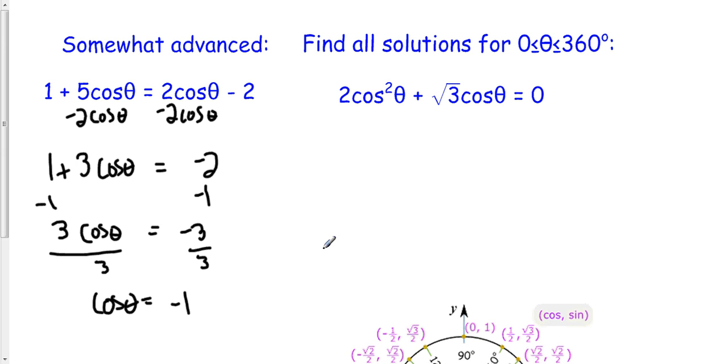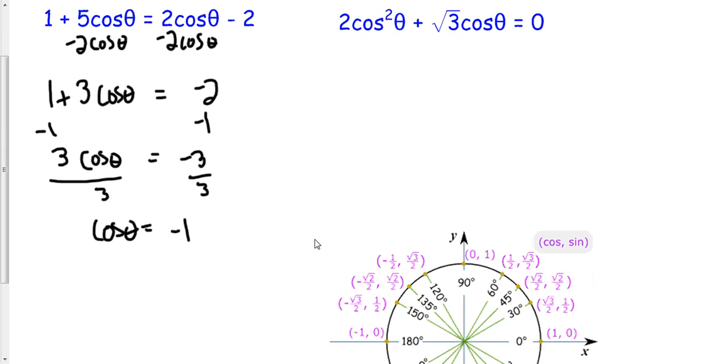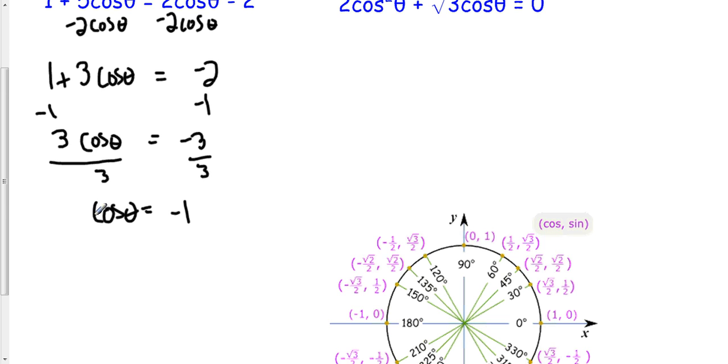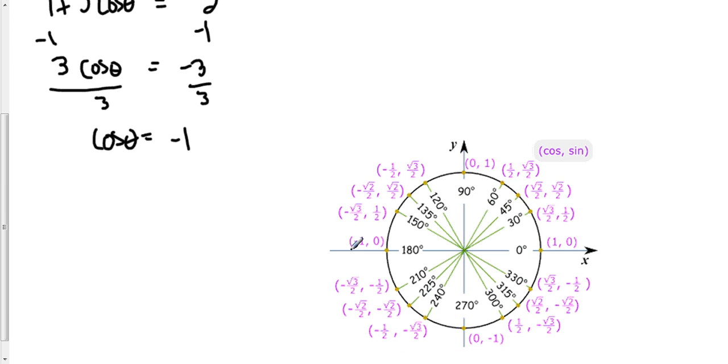So I don't know if this is any more advanced than the previous one. It's basically the same thing. So cosine theta equals negative 1. When is the x value negative 1? It looks like there's only one answer here. It's at 180. So in this case, theta does not have multiple answers. It just has one answer, which is 180.